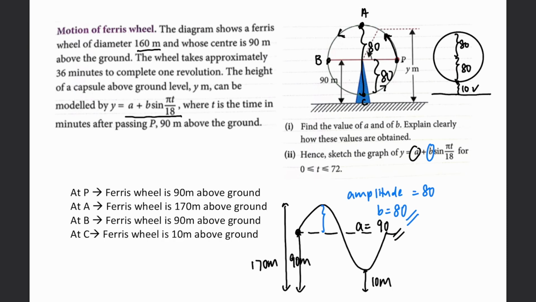Our Trigo graph will look quite similar to this. Let me just do a sketch. Copying this onto our Trigo graph, with our middle, it looks something like this. This is one complete cycle with the maximum at 170 and the lowest at 10. Now since the question wants up to 72, we're just going to add in one more cycle, which will be something like this.